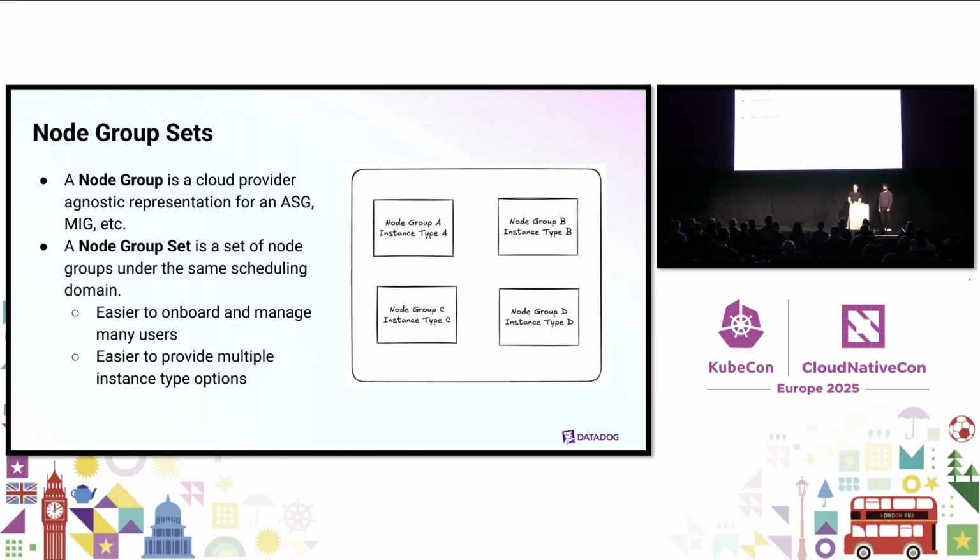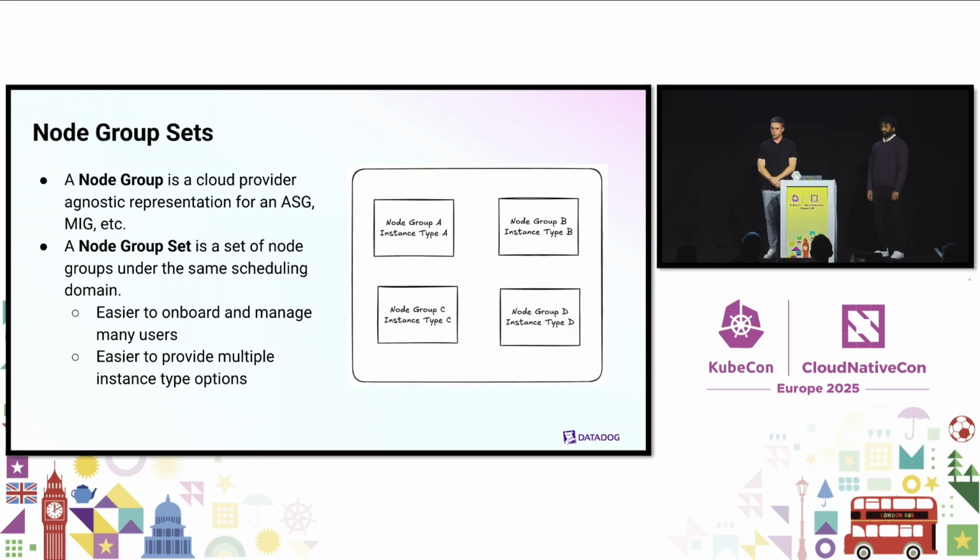Additionally, node group sets are an easy way for us to provide multiple instance type options. So for example, we want to serve a diverse set of pods with lots of different resource requests, so we can provide large nodes to serve those or smaller nodes. As well, if we were to run out of capacity for any one instance type, we want to be able to quickly fall back to another instance type, and node group sets give us an easy way to do that.